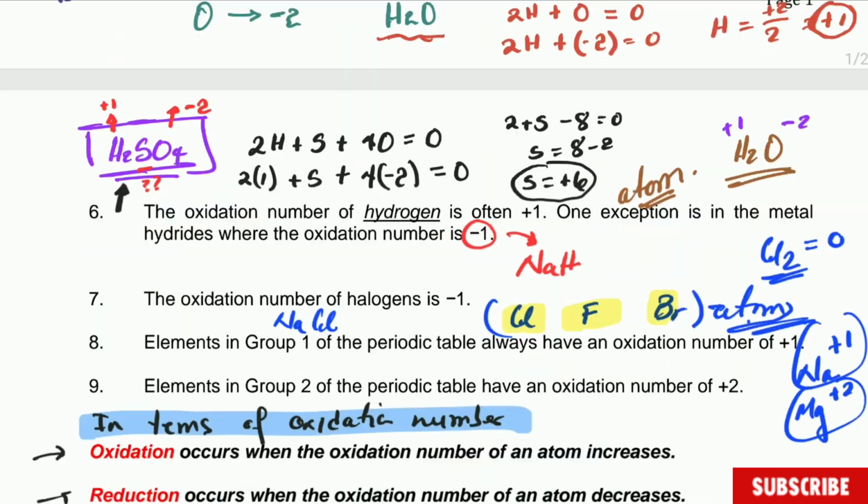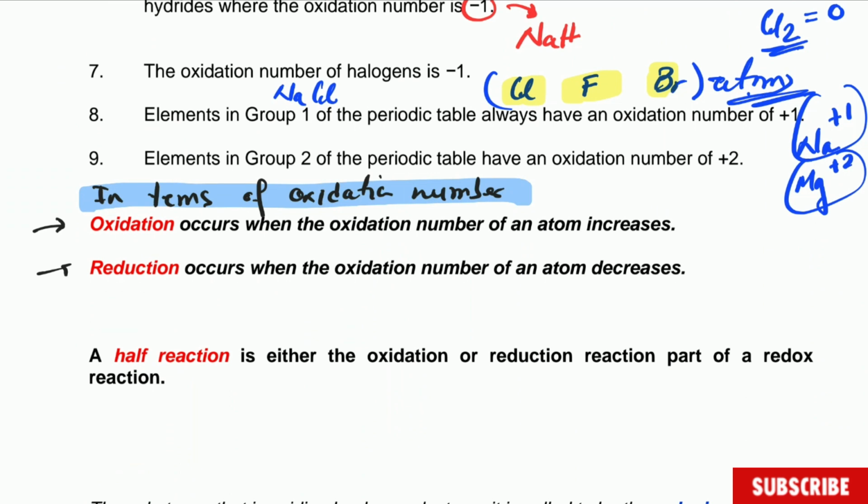So we have 2 definitions for oxidation, and we have 2 definitions for reduction. We have a definition for oxidation in terms of electron transfer, which is the loss of electrons, and a definition for oxidation in terms of oxidation number, which is where the oxidation number increases. And we have reduction in terms of electron transfer, which is when there is a gain of electrons, and reduction in terms of oxidation number, which is when the oxidation number decreases.